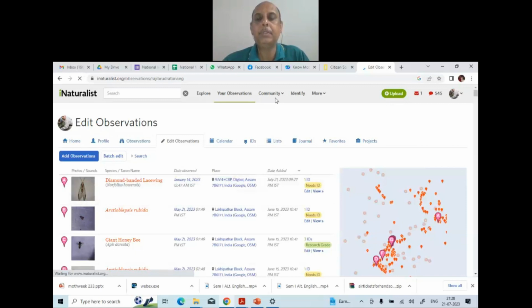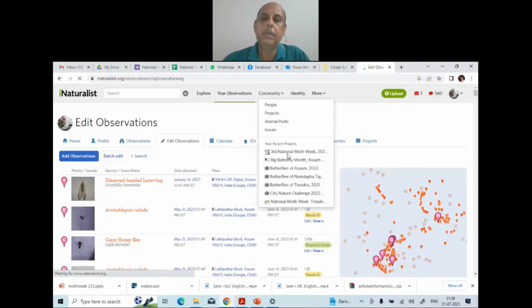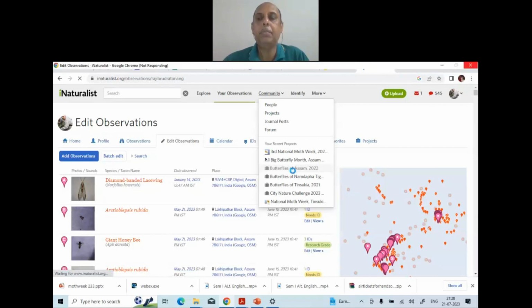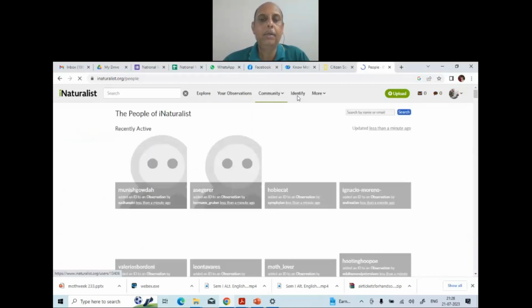Now, how to create a project? Here I'm showing the community part. You can see the third National Moth Week, which was the earlier one, then the National Moth Week, this one. We have also made the Big Butterfly Month. This is another event that will happen from 1st September to 30th September, every year.